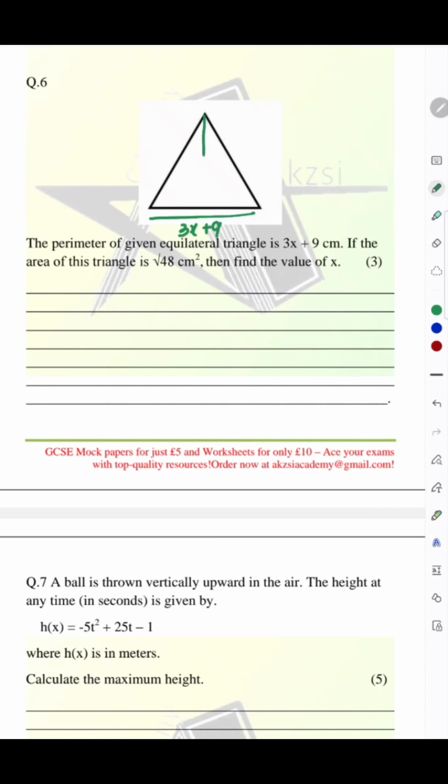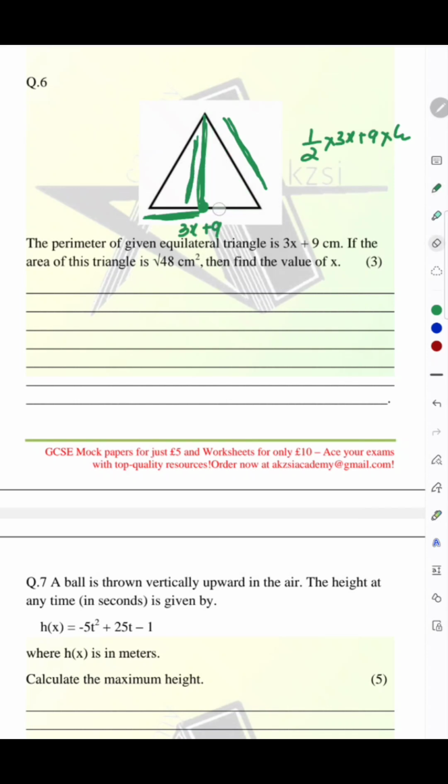Then draw the perpendicular and calculate the height from this right triangle. Apply Pythagoras. Once you have this height, then you can do half times base times that particular height and it will give you the area. And obviously in order to calculate, when you draw the perpendicular, it will divide the base into two equal halves. So this half will be 3x plus 9 over 2. This is 3x plus 9. So you can calculate height from here.